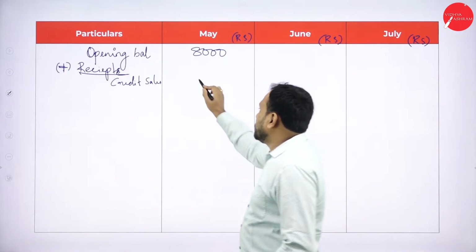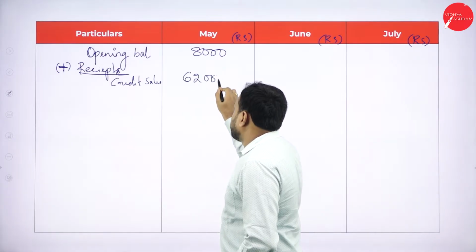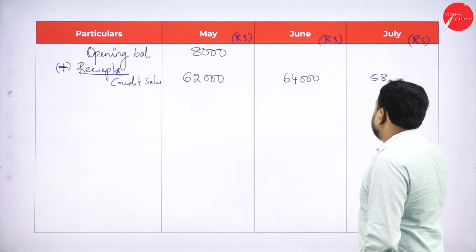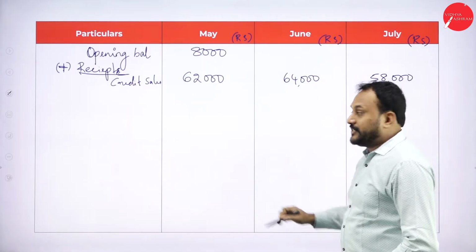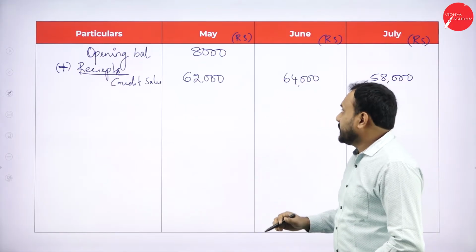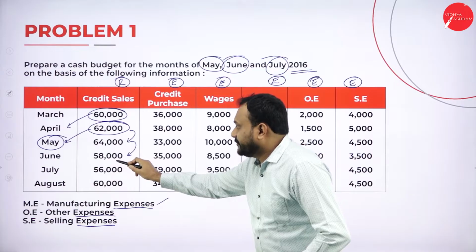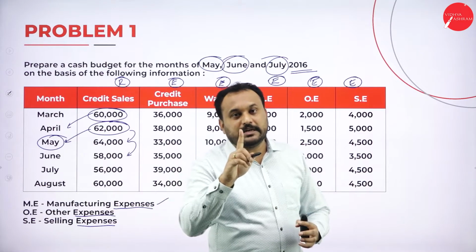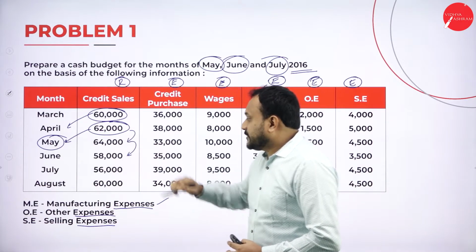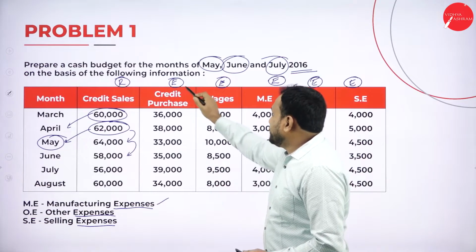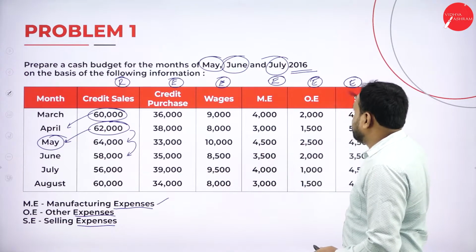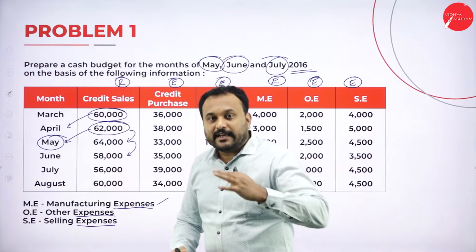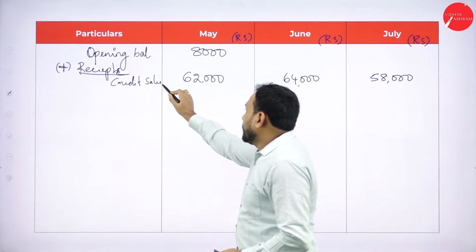So we are supposed to take how much here? 62,000. Here 64,000 and here 58,000. Let's check whether whatever we have taken is right or wrong. Let's go with it. 62, 64, 58. Now you got this. Why is it that we have done this? There is a lag in payment of how many months? 1 month. So this is what the thing is. Let's go with the next one here. Credit purchases, expenses, wages are expenses, ME expenses, expenses. That means in this problem we have only one inflow and all the rest are expenses. So we need to calculate here. Let's calculate.